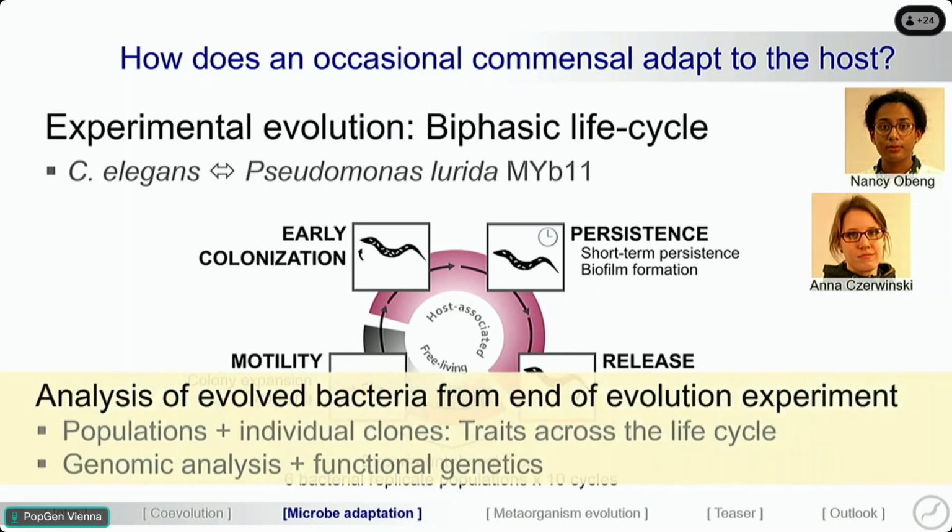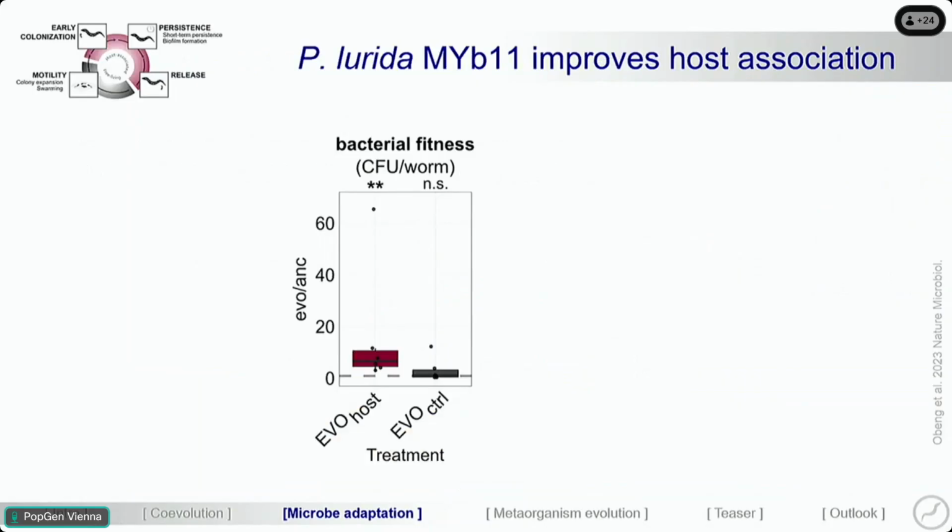And this was work that was done, again, by 2 former group members, Nancy Obeng and Anna Czerwinski. We then analyzed the evolved bacteria from the end of the evolution experiment. We did it in various ways. We took entire populations, but we also obtained individual clones from the experiment, and we combined that with genomic and functional genetic analysis.